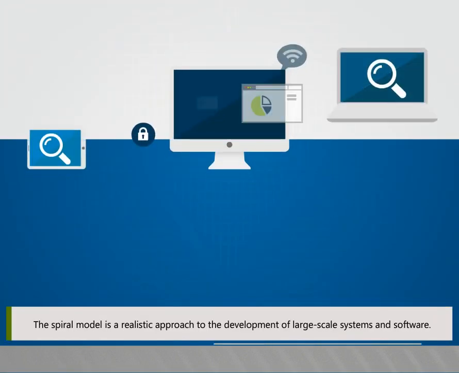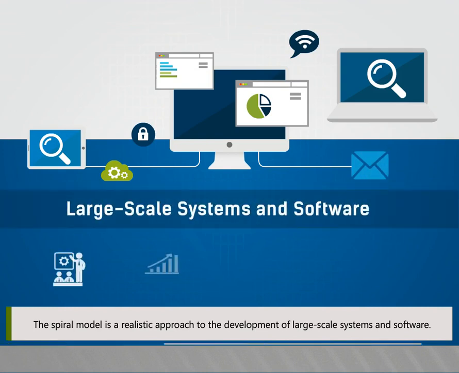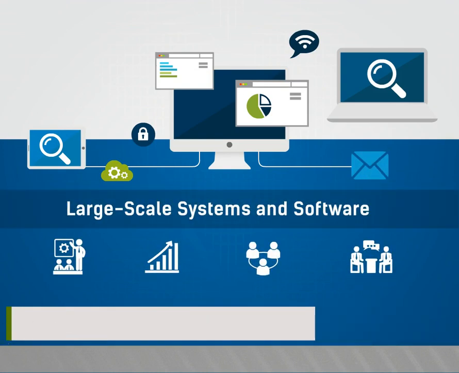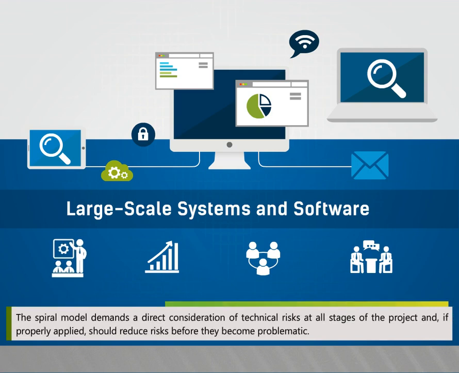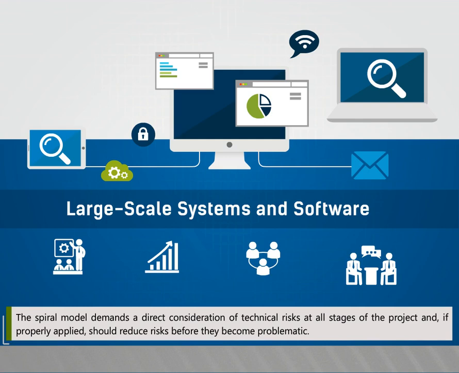The spiral model is a realistic approach to the development of large-scale systems and software. The spiral model demands a direct consideration of technical risk at all stages of the project and, if properly applied, should reduce risks before they become problematic.